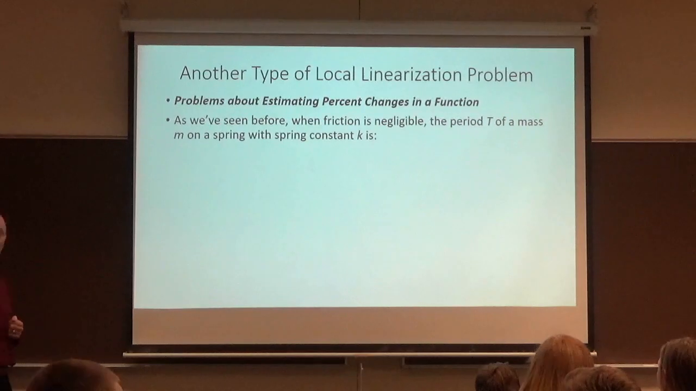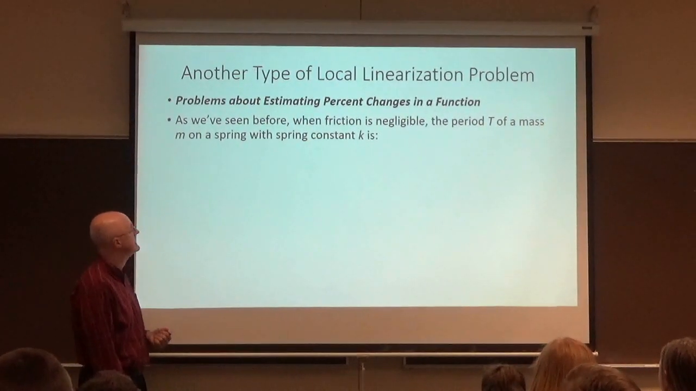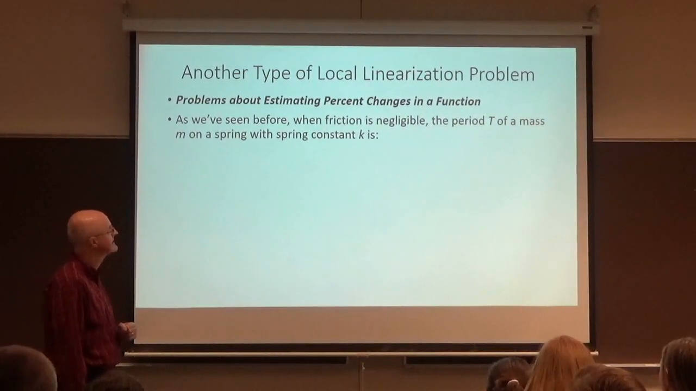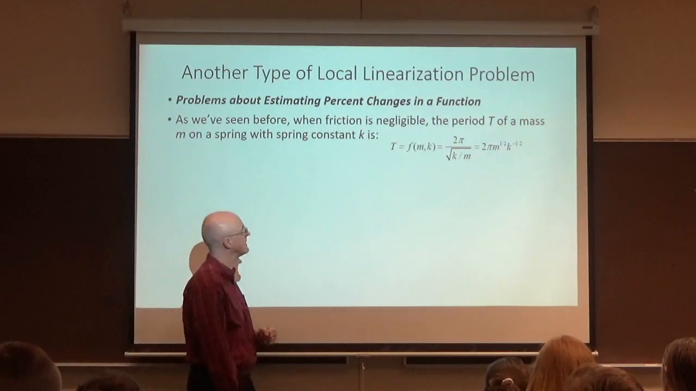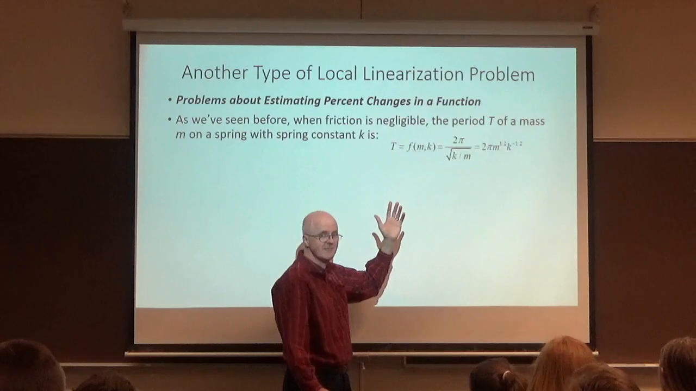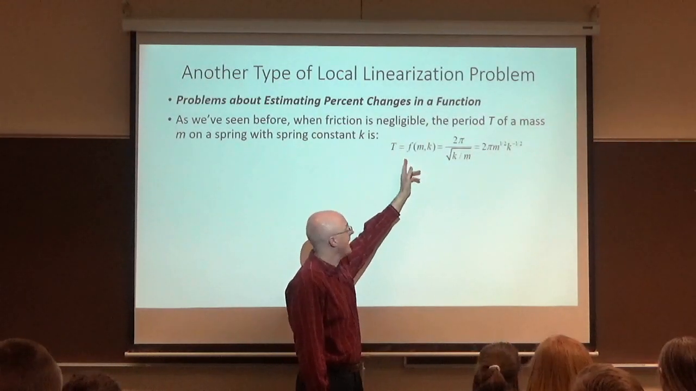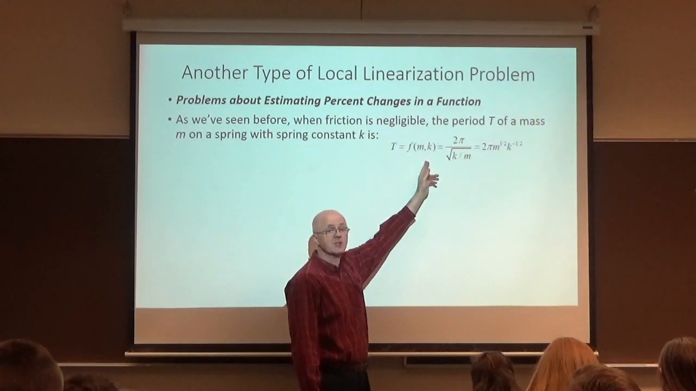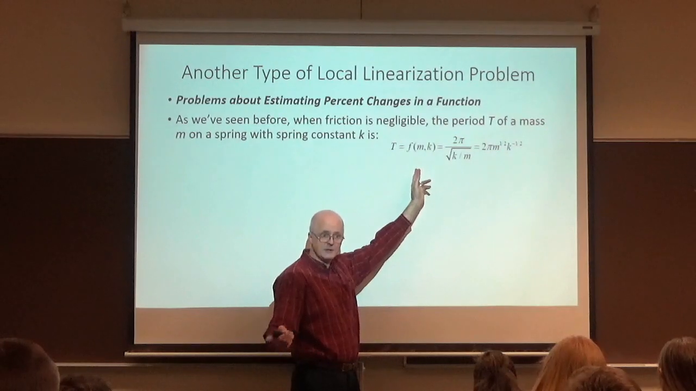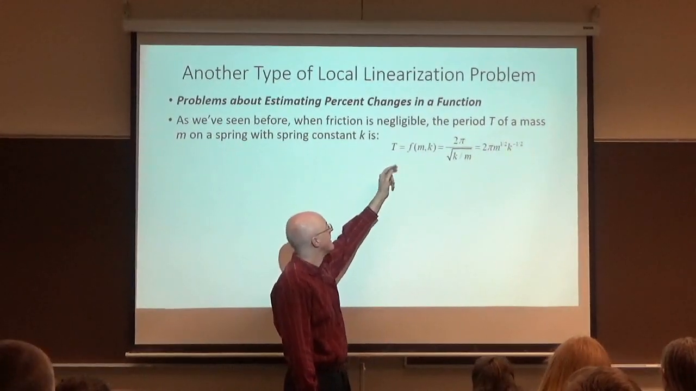As we've seen before, I'm going to go to a mass on a spring here. When friction is negligible, the period T of the mass on a spring, where the mass is m and the spring constant is k, is given by this equation here. I'm purposely doing something new, just to emphasize the connection to multivariable calculus. I'm giving this function a name, f. Notice this is a function of two variables. Okay? This is going to be important for using Mathematica for your project in ways that I'll show you here today.